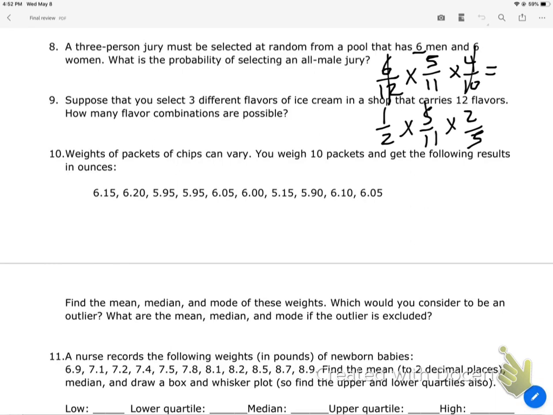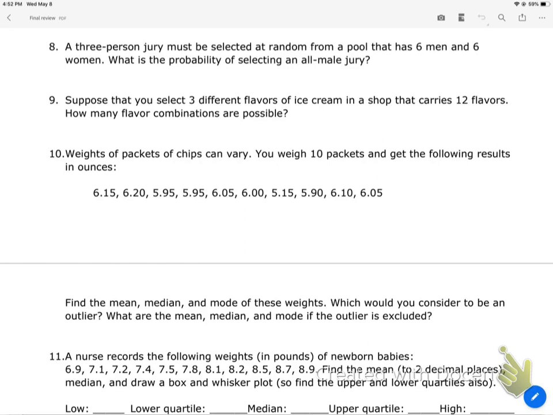I've got a 5 there that will cancel with the 5 there. I've got a 2 there that will cancel with the 2 there. I can just see 1/11. So that's how I do it. So that's the probability, 1 out of 11. Again, I'll accept a decimal for that. Okay, so moving on.